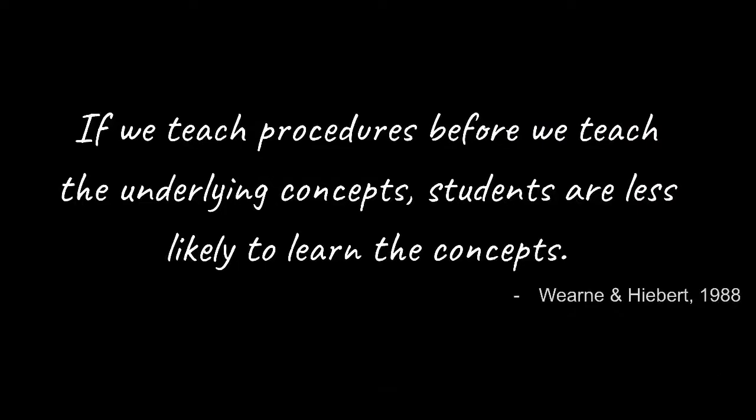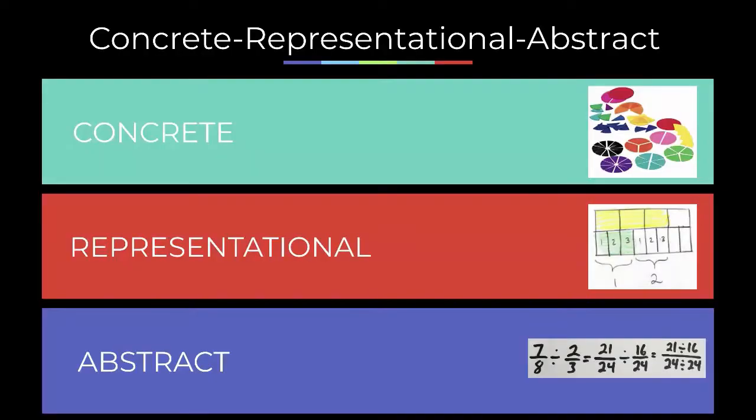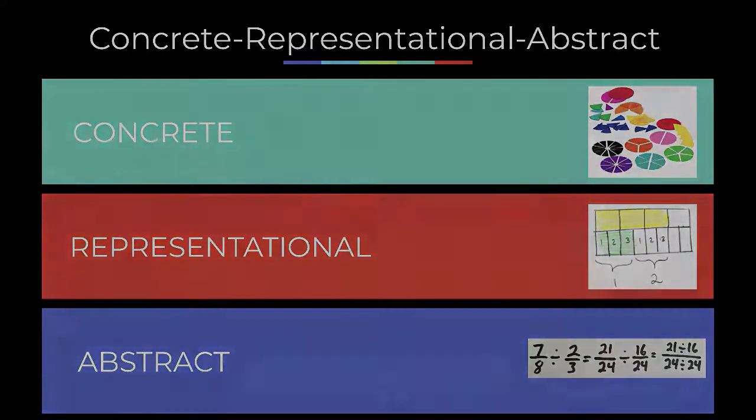Because research shows that if we teach procedures before we teach the underlying concepts, students are less likely to learn the concepts. Which is why we will demonstrate a progression of learning based on the CRA sequence, starting with concrete materials like fraction tiles, fraction circles, fraction towers, before moving to drawings and then equations. Let's look at the vertical progression of fraction division.